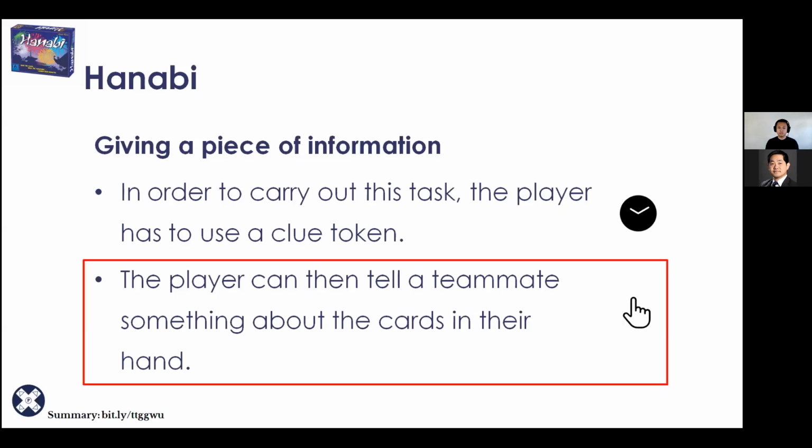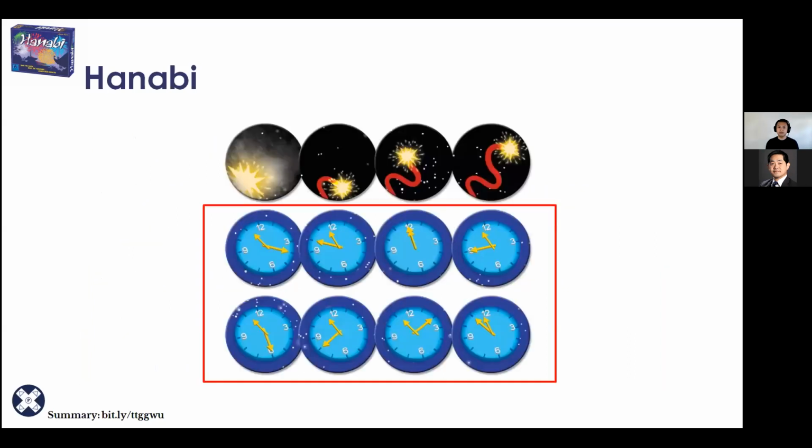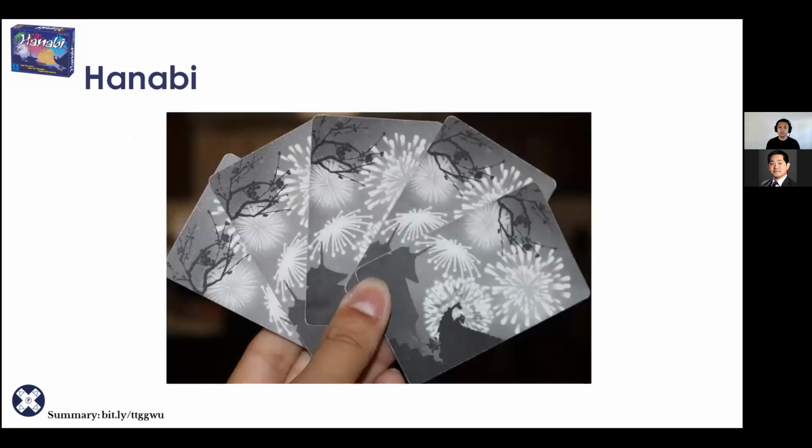And when you use up that clue token, you can tell a teammate something about the cards in their hands. The clue tokens for the physical game, they don't look like this in the digital one, are these clock symbols right here. So you'll have a supply of these, and in order to give a clue to a teammate, you're going to have to use up one of these individual clue tokens. So let's say this is my hand again, or this is the hand of a player around the table. They cannot see what their hand is.